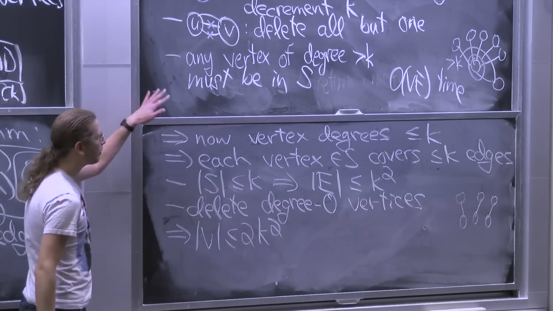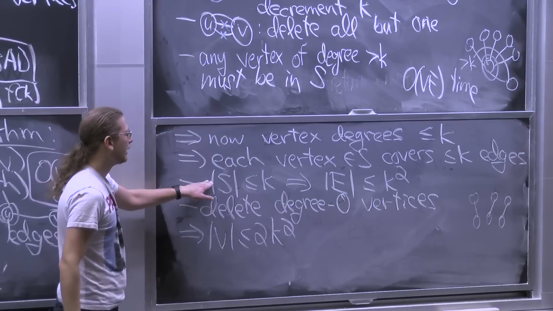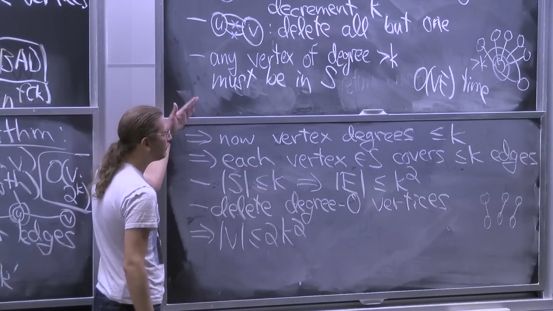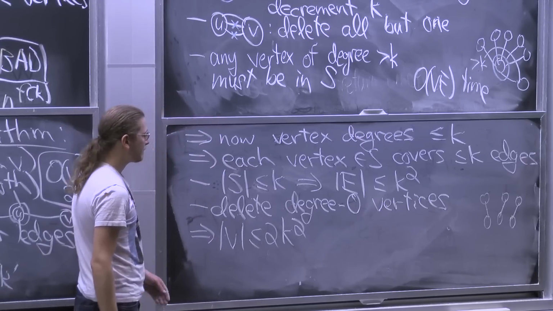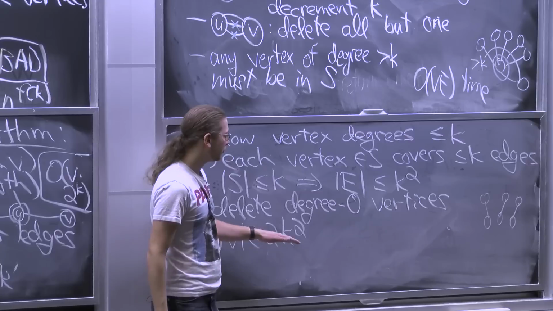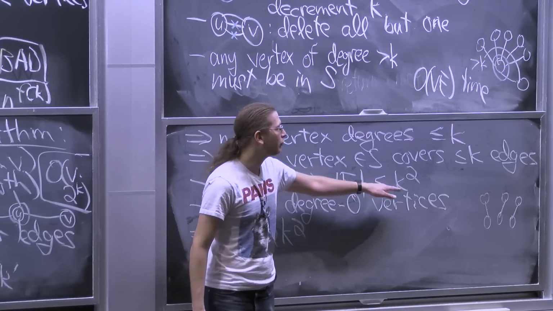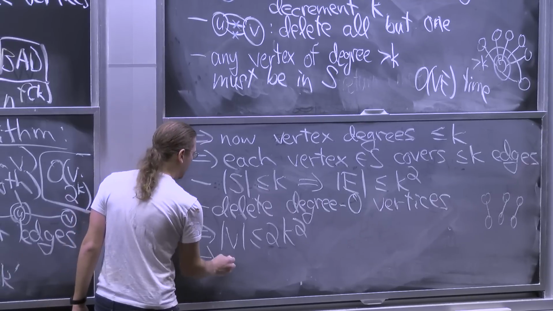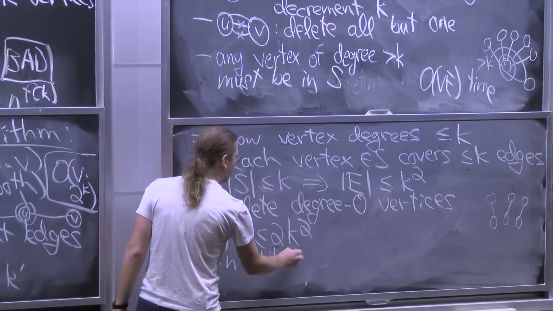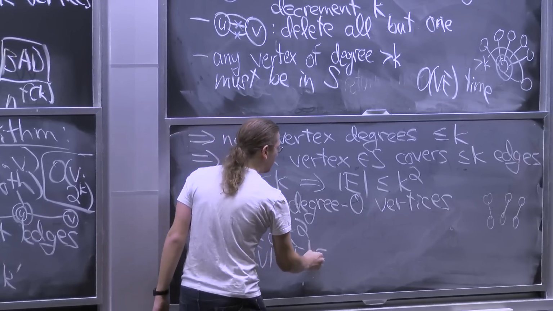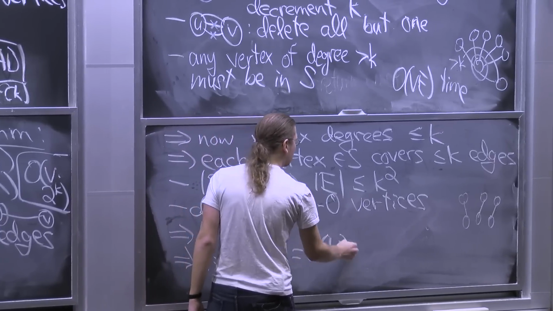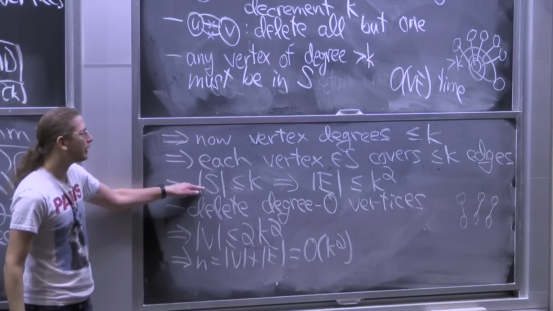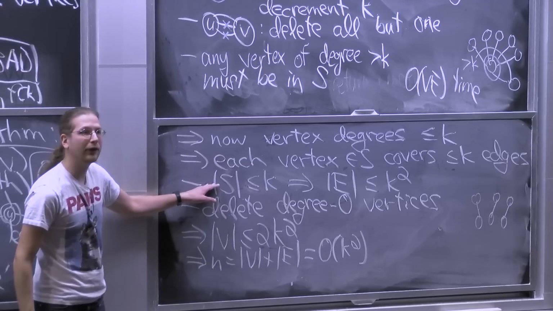So after all of these operations, I assumed that S was size at most k. And then if I do all of these operations, I get a graph with at most 2k squared vertices and at most k squared edges. So the total size of the graph, which I'm calling n, which is size of V plus size of E, is order k squared, 3k squared. And I assumed that there was a vertex cover of size at most k throughout this.